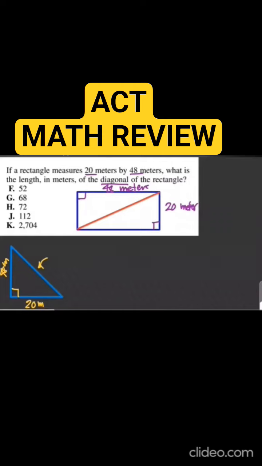So by using the Pythagorean theorem, let's say the hypotenuse is equal to c, then c squared is equal to a squared plus b squared, where a and b are the legs of the right triangle. Then we just plug in all the values. a is 48, so that is 48 squared plus 20 squared. And this is 2,304 plus 400.